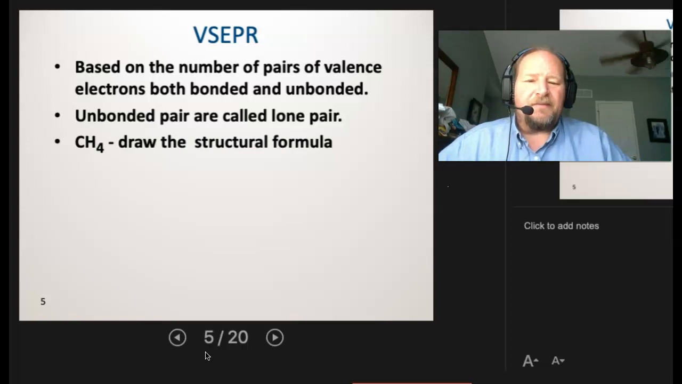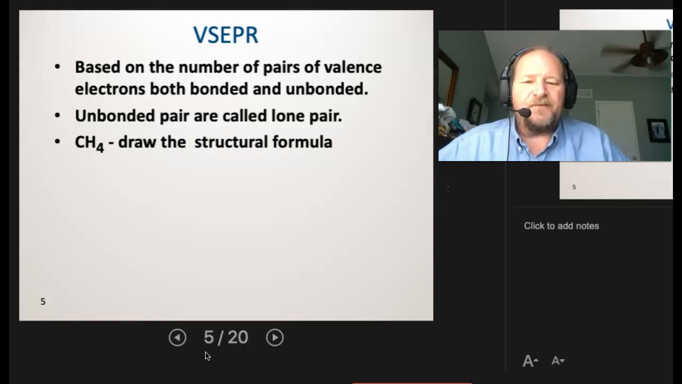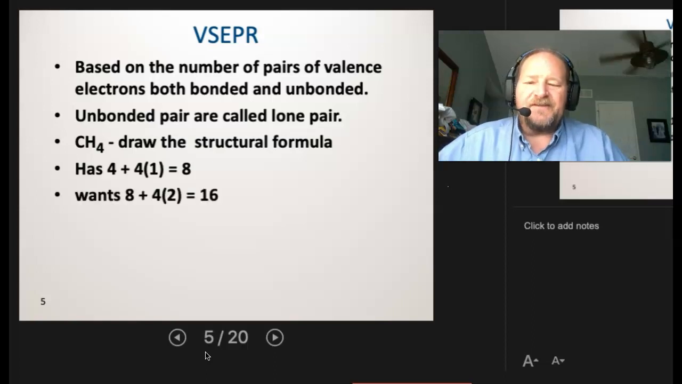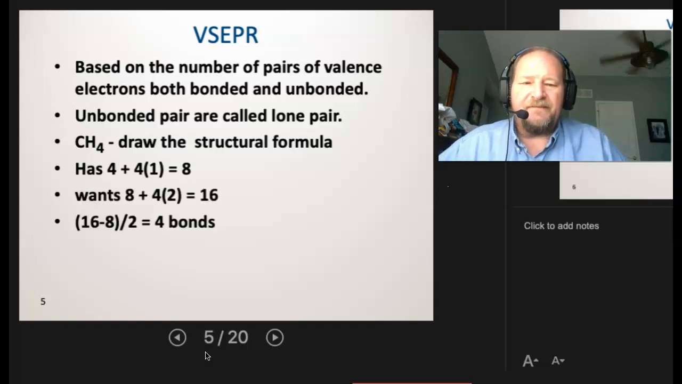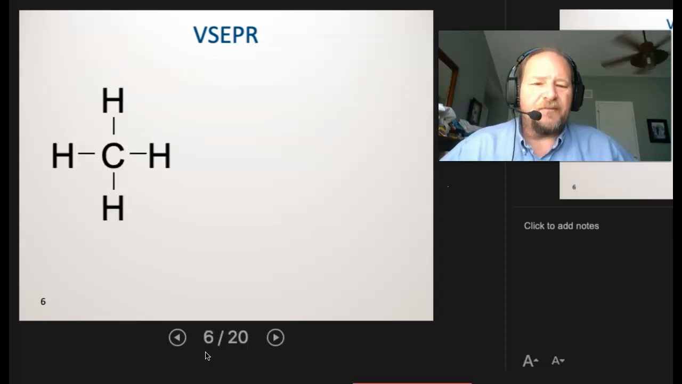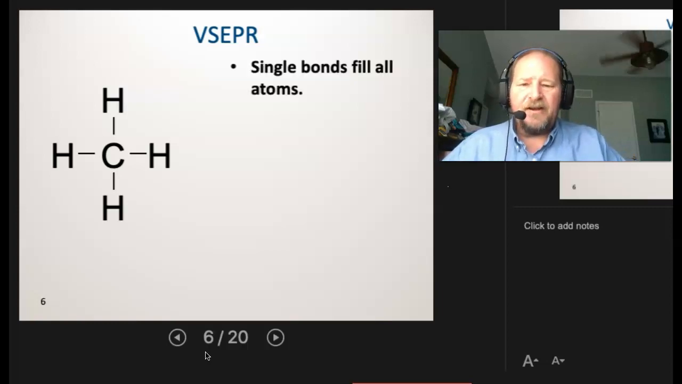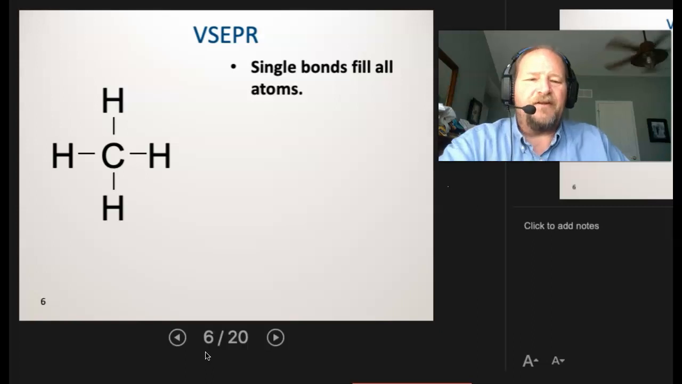Now I want to draw out a molecule. The way we've done this so far, if I draw out CH4, I would go through the halves and the ones, and I'd find out I have 4 bonds. Then when I draw it on a piece of paper, it would look like that. This is not really what it looks like, but this is how we draw it on paper, with single bonds filling all the atoms.